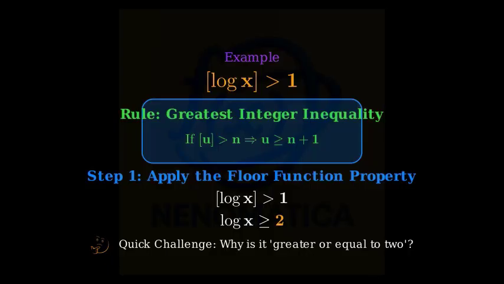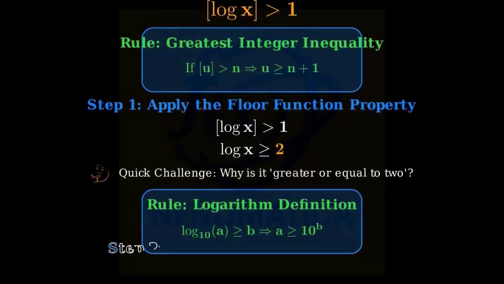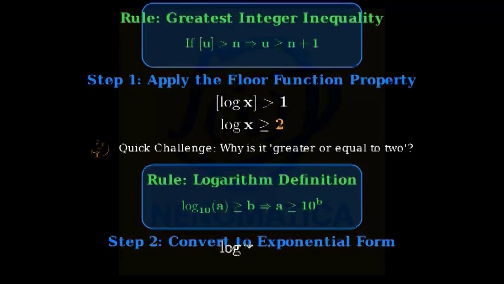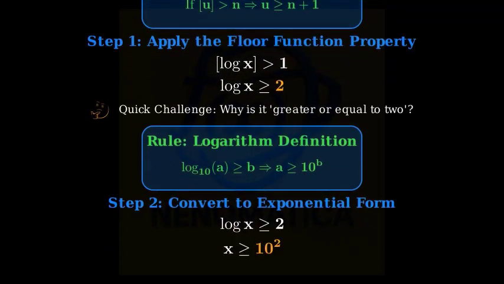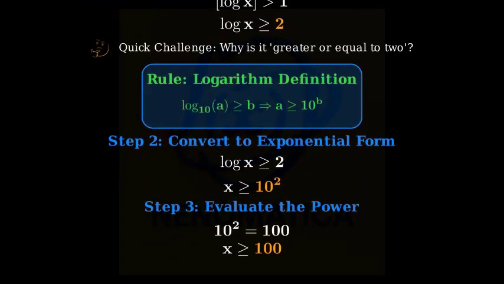Step 2. Use the definition of the common logarithm. If log base 10 of a is at least b, then a is at least 10 to the b. We have log x at least 2, so x is at least 10 squared. Step 3. Evaluate 10 squared. 10 squared equals 100, so x is at least 100.